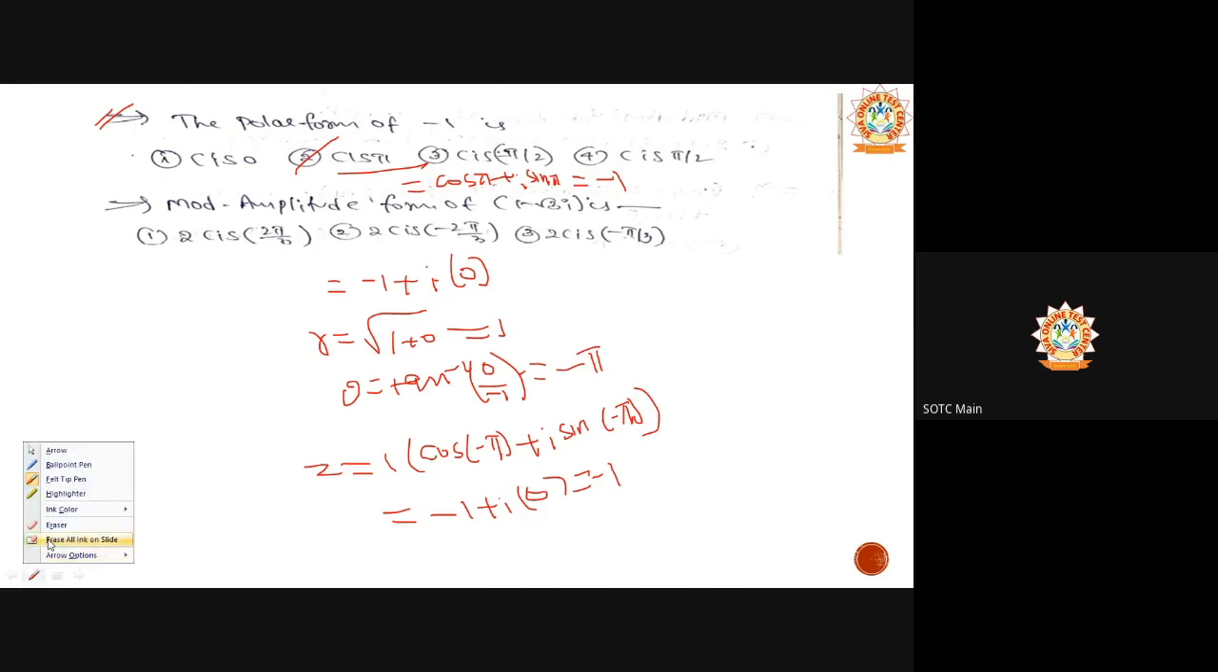Yes, sir. You can go with the options, it's better. Now try to see the next question. Mod amplitude form of 1 minus root 3i. Look, 1 minus root 3i. Mod amplitude form or polar form, both are the same for you, right? So tell me r value and theta value. R value is 2.